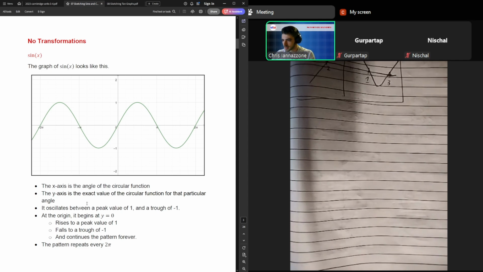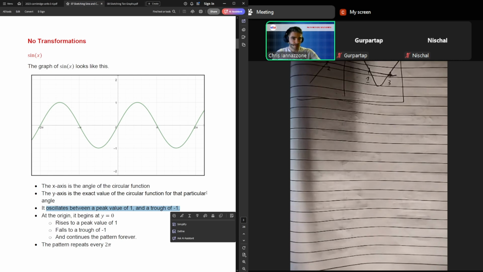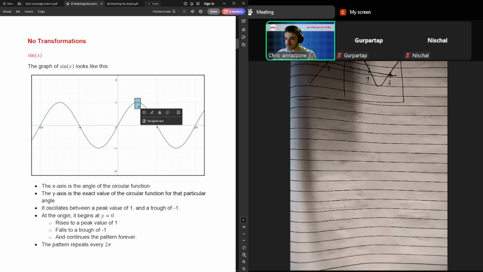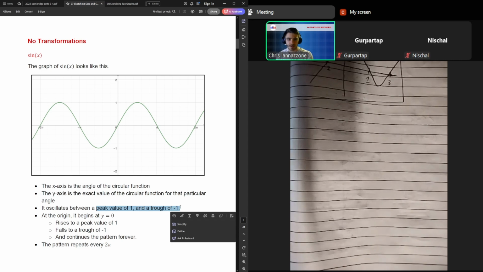What you'll find is that the circular functions will oscillate between a peak and a trough, which just means this spot up here or this spot down here. Absolute maximum, absolute minimum of your circular function. The generic sine, without any transformations attached to it, will go between +1 and -1 for its y values.